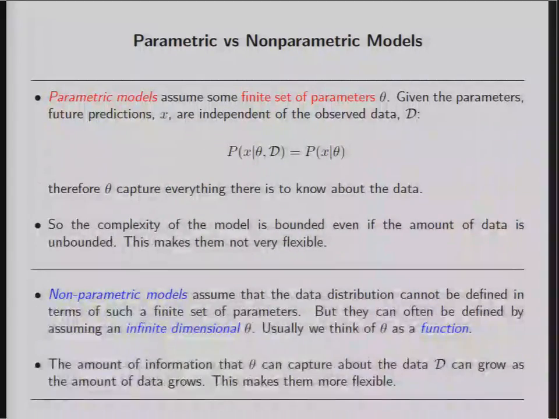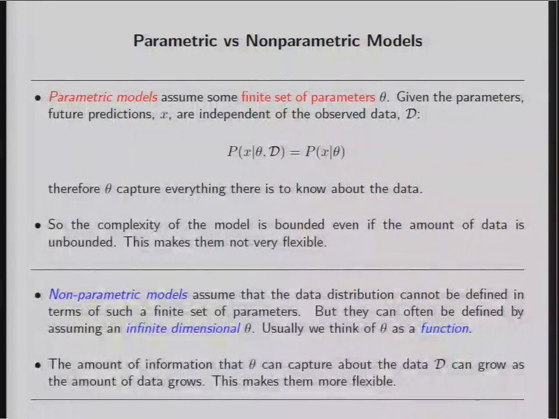In a sense, in a very strict and formal sense, your parameters are an information channel from your past data to your future predictions. Okay? And all of the power of your past data goes through that channel of information. And the complexity of that channel is bounded by the number of parameters that you have. And this makes them not very flexible. Even if you have infinitely much data, you can only learn a finite amount of information from that data.